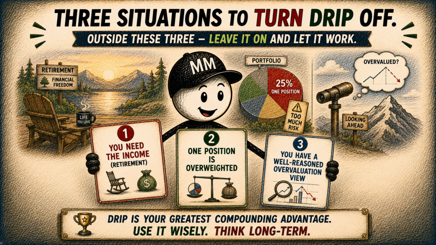When to turn DRIP off. Situation 3. You believe the stock is significantly overvalued. If you have a specific, well-reasoned view that a stock is materially overvalued at current prices, and you would not buy more of it at today's price, DRIP is automatically buying more of it every quarter. Turning it off and redirecting the dividend to a better valued position is a legitimate choice, though it requires having an actually well-reasoned view rather than a reaction to recent price appreciation.